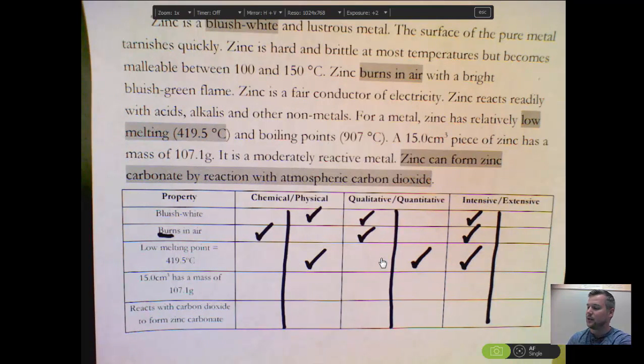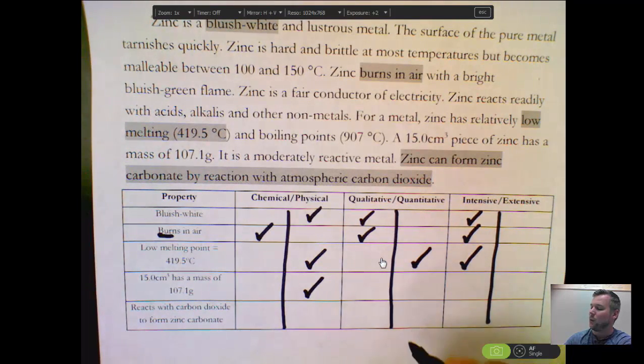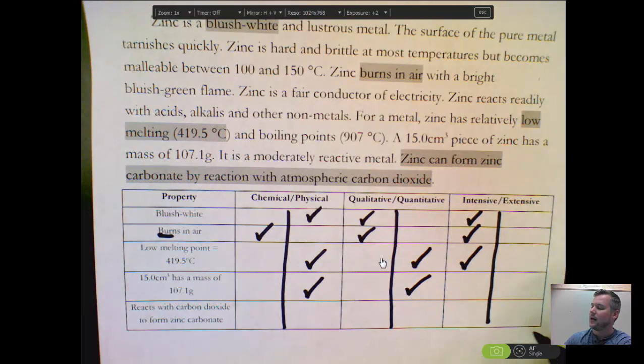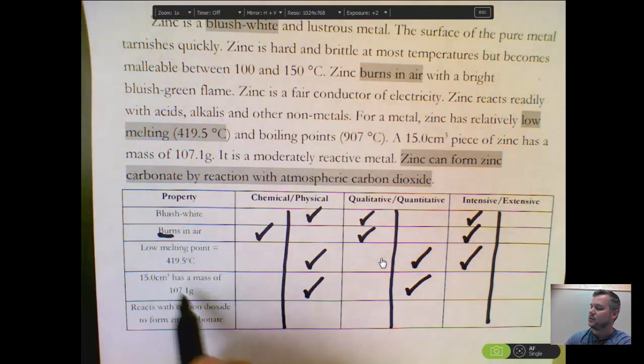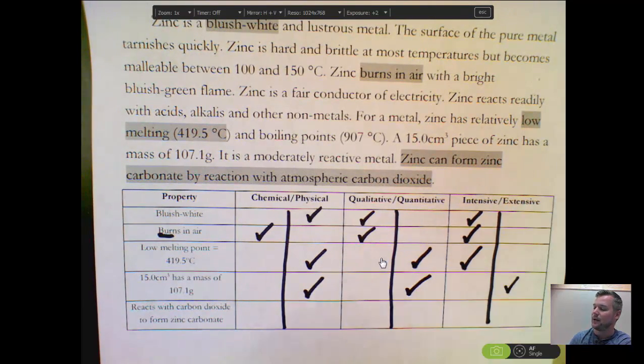15 centimeters cubed has a mass of 107.1 grams. That'd be a physical property. It's something I can see by weighing it. That's a number. And then these two numbers would change if my sample got bigger or if my sample got smaller. They would both change. That's an extensive property.